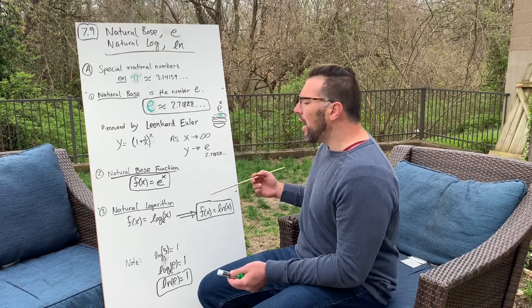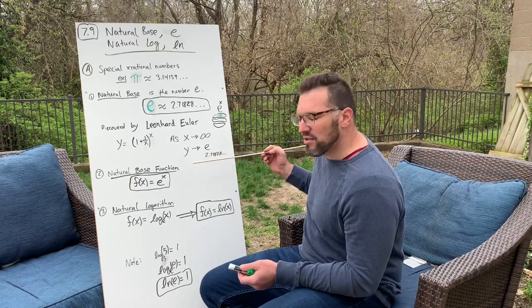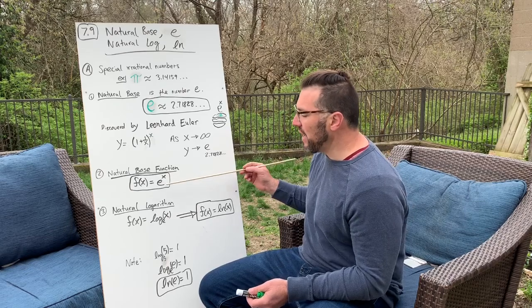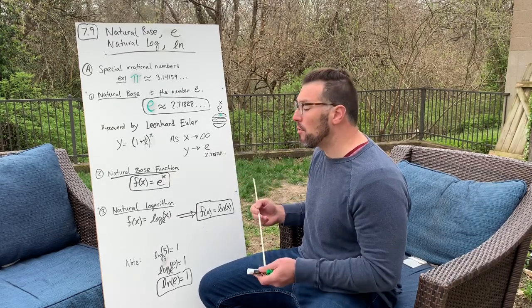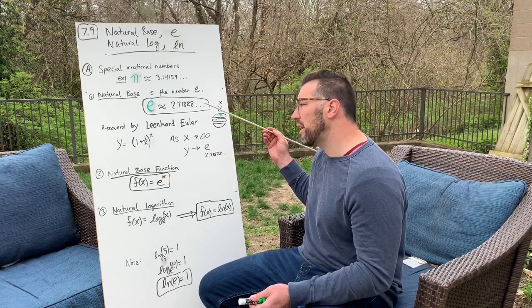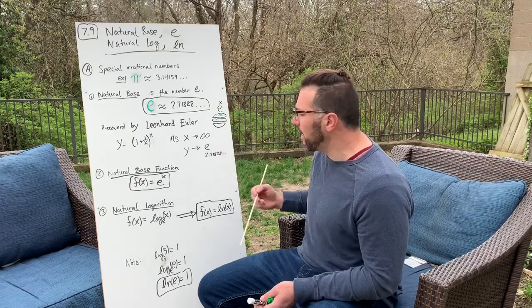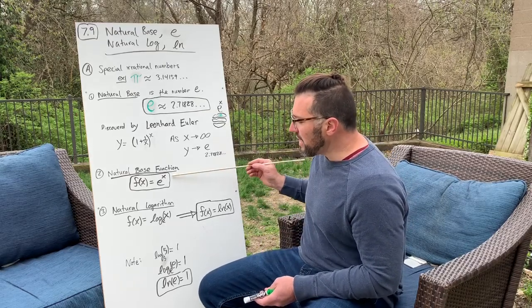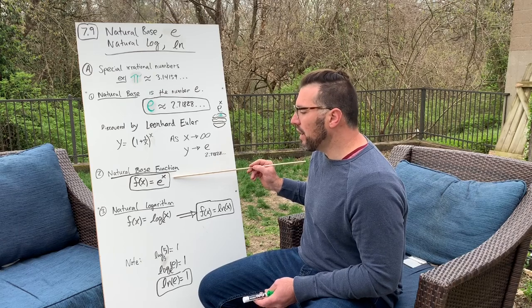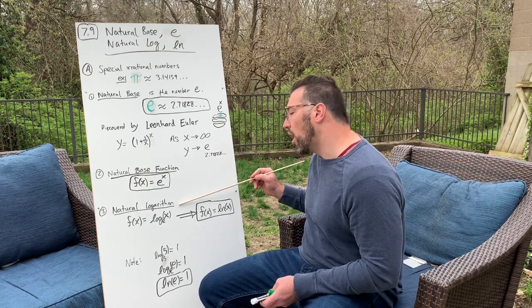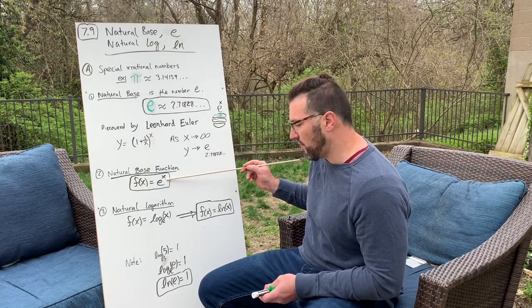But anyways, we're talking about the natural base function. And here's the function. f of x equals e raised to the x power. Remember, e is a number. It's roughly 2.71828. So this is the natural base function. There is an associated natural logarithm that goes with this function.